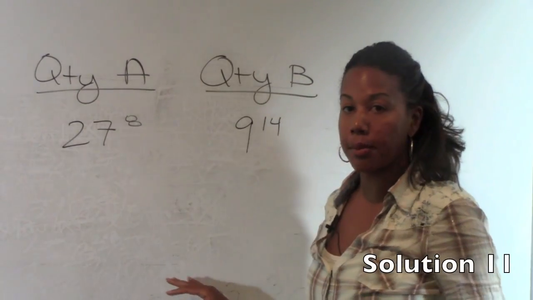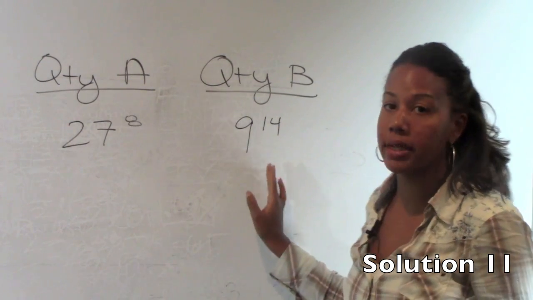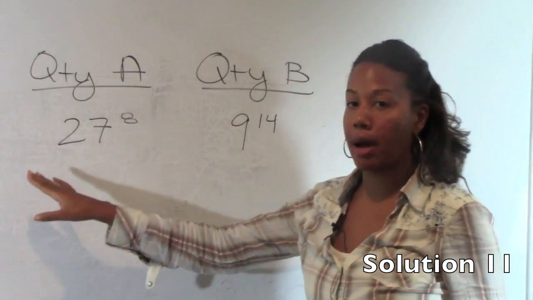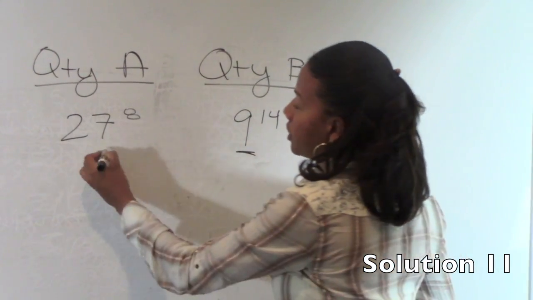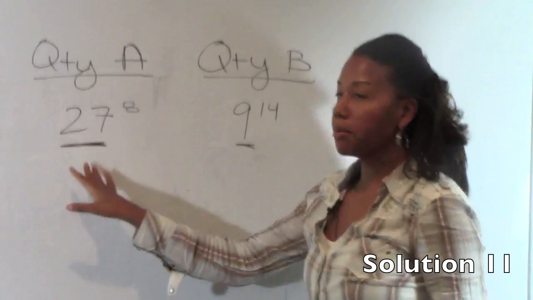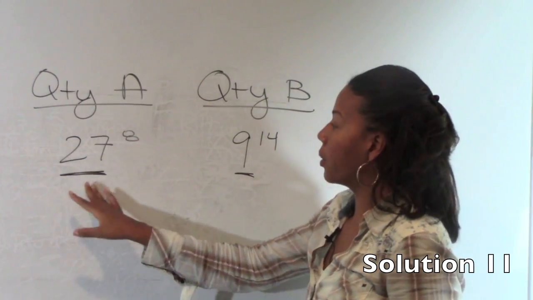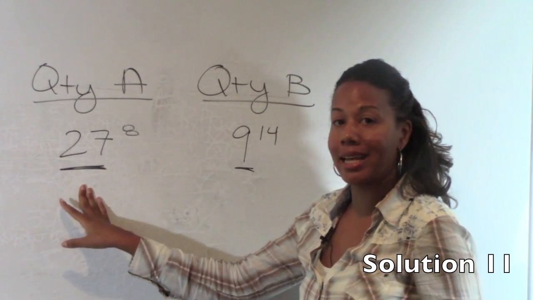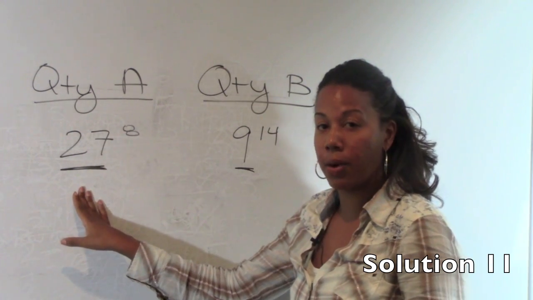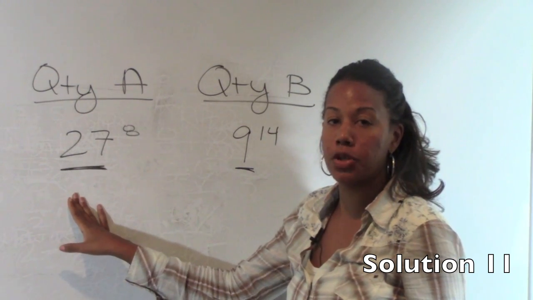Number 11. Number 11 wants us to compare 27 to the 8th and 9 to the 14th. So you see that it's a similar problem to number 10. The difference is not just that the bases are different, but that you can't break down 27 easily to 9 raised to some power to make our bases identical. Okay? Because 27 is actually 9 raised to the 1.5 power or raised to the 3/2, and that's a lot more complicated than simply raising it to an integer.